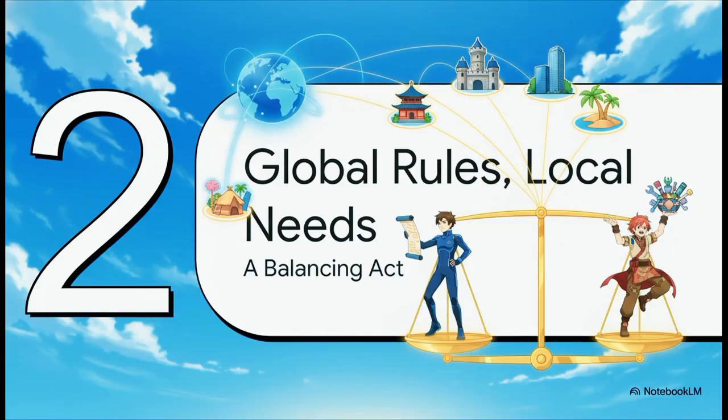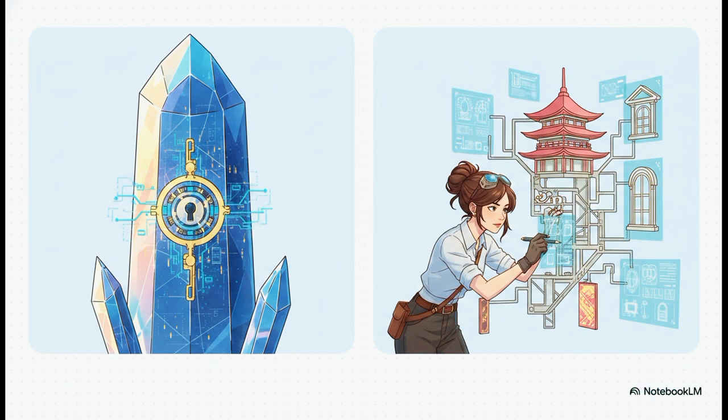Now, here's where it gets interesting. A global blueprint like this can't just be totally rigid, right? It has to be able to adapt to local situations without falling apart. It's a real balancing act. And the way the manual handles this is pretty brilliant.